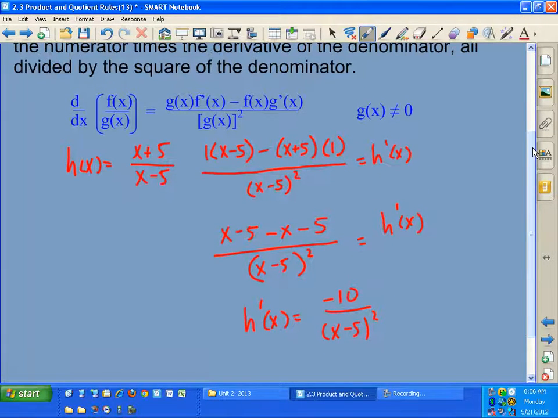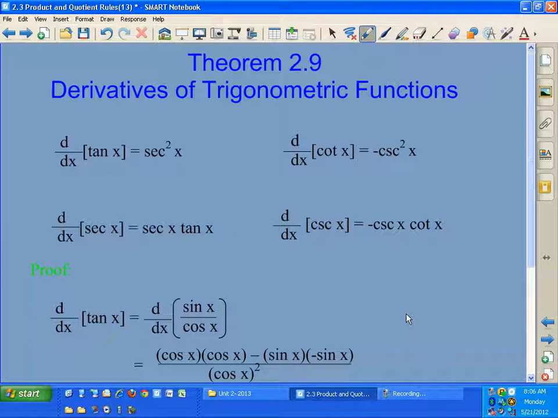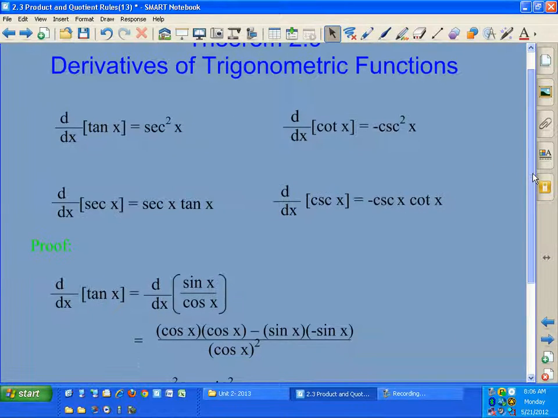Other things we have to consider are the derivatives of trig functions. All the trig functions can be broken down into sines and cosines. You're going to need to know these; you just need to memorize them. But we're going to show you how tangent works out to be secant squared.